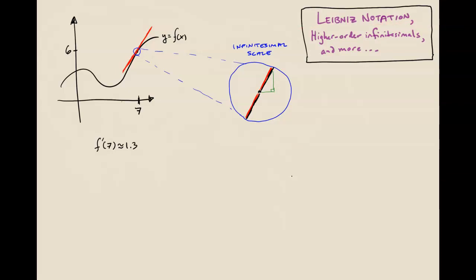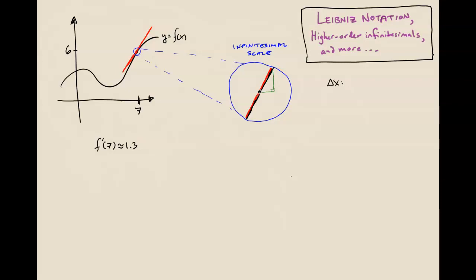I'd like to be able to say something like, oh, well, this is delta x and this is delta y, but I can't quite do that because delta x and delta y refer to a real change in x, a real change in y. These aren't real valued changes in x and y. This is on an infinitesimal scale. That means this is an infinitesimal increase in x, and this is an infinitesimal increase in y. So we have a special notation for that.